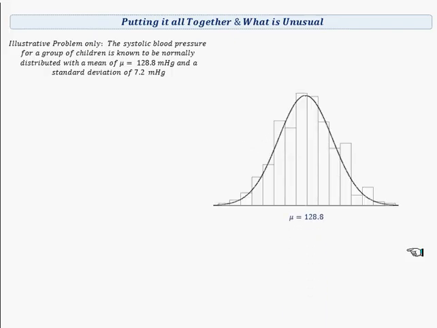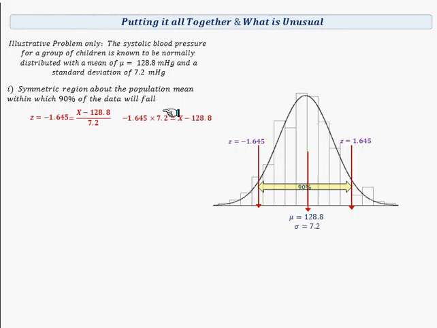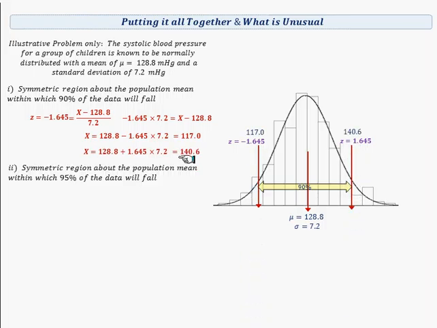Now we're going to put this together. We have here the systolic blood pressure for a group of children. It's known to be normally distributed with a mean of 128.8, standard deviation 7.2. A 90% region is associated with a z-score of minus plus 1.645. Converting that, we have a left-hand point of 117 and a right-hand endpoint of 140.6.